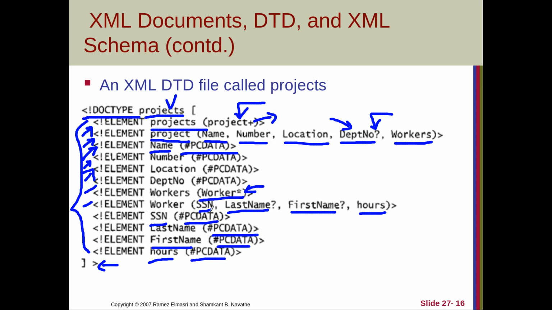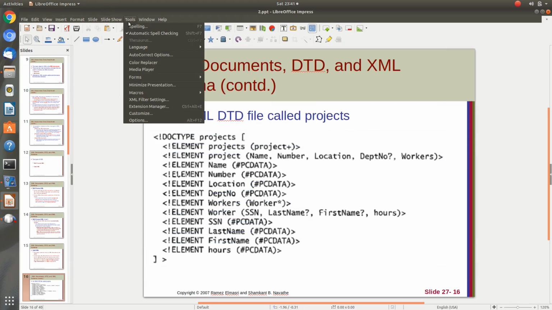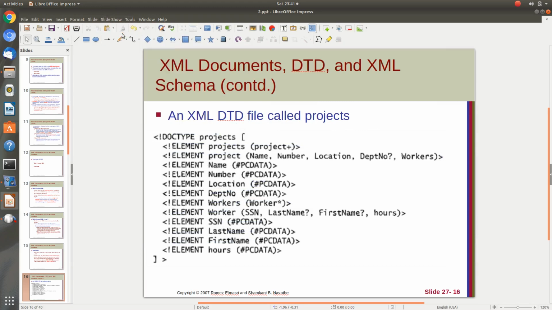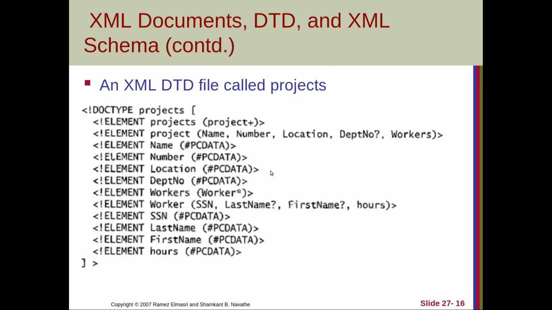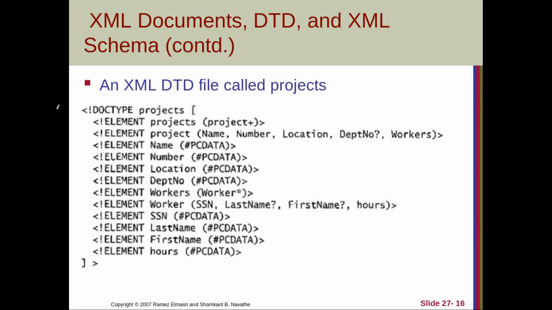Then worker: again SSN, last name, first name, hours. Then last name and first name are having the symbol question mark. Then SSN string, last name string, first name string. Then finally hours is also represented as a string data type. So I hope this is clear, how a DTD can be represented, and how the different syntax is being followed in an XML DTD. I hope it is clear.